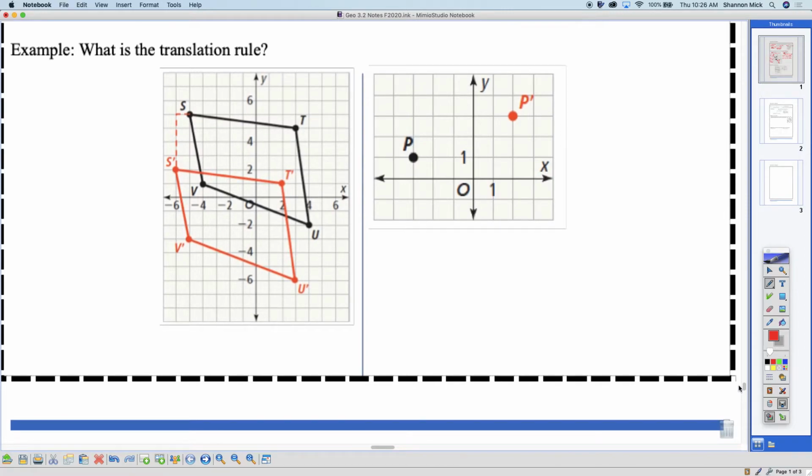Okay, now I want the rule. So, I gave you the rule. Now you got to give me the rule. I give you the picture. Yes, Cole. It's 1, 4. Okay, so it's T. Is the red the prime? The red is the prime. Okay. And it wouldn't really matter. You would just have your positive and negatives messed up.